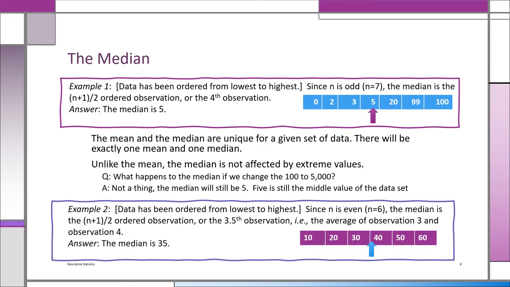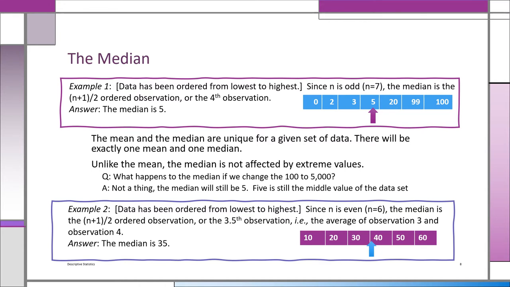And now things to know about it. The mean and the median are unique for a given set of data. There's one mean for a data set, there's one median. But what's interesting about the median, notice if you change the 100 and make it 5,000, since the median is really a position, the middle position, nothing has changed. So even if that 100 becomes 5,000, the median remains 5. But what happens to the mean if you change the 100 to 5,000? It'll increase dramatically. So the mean is affected by extreme values. The median is a position, so you can have an extreme value, and it's not going to change the median.